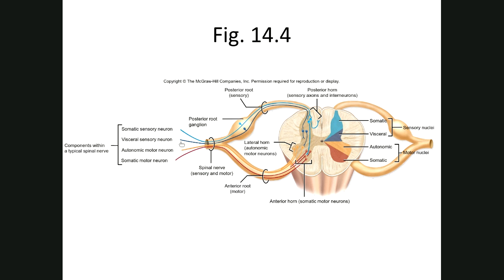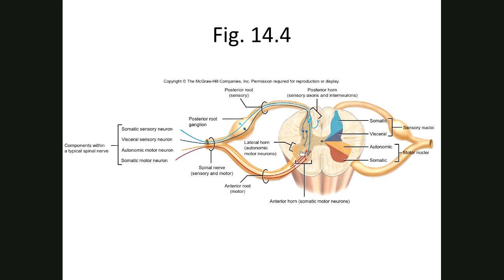Now check it out. Here's what I've been saying. Sensory is going to come in the back, and we can always tell it's sensory because we have this ganglia, this bulge. And so sensory comes in the back, and then motor is going to go out the front. And so here you see that the anterior root or the ventral root is going to carry motor, and the posterior dorsal root is going to carry sensory. In the middle, we have the butterfly, and the butterfly is our gray matter.